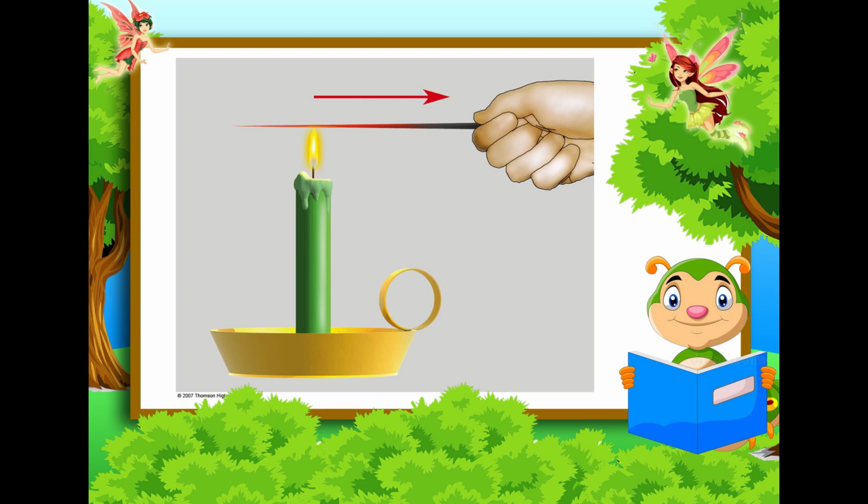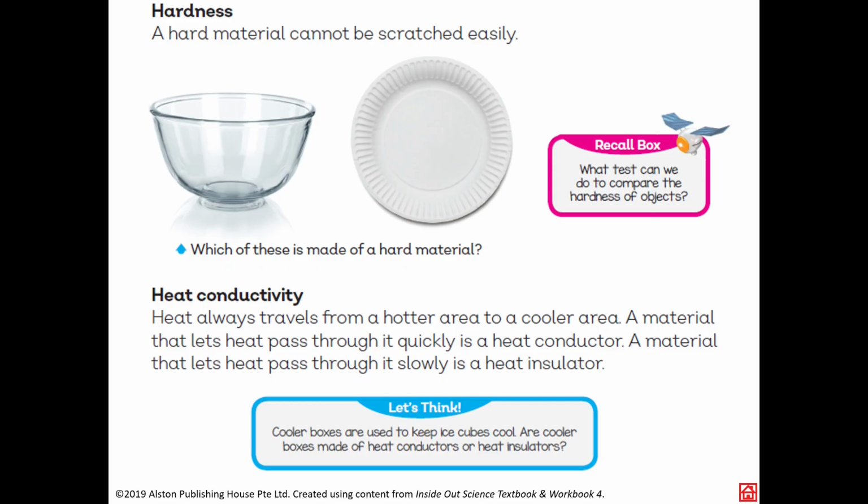So a material that lets heat pass through it quickly is a heat conductor. Examples of heat conductors are metals. Heat can pass through a metal very easily. For example, if you put a spoon in hot water, the rest of the spoon will become hot. That's why it is a good heat conductor.